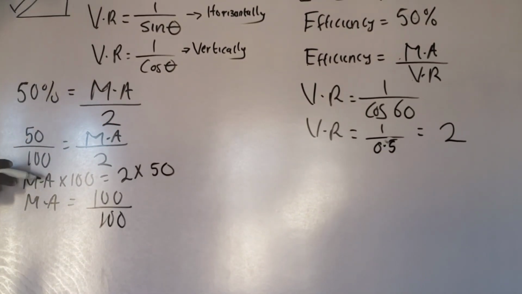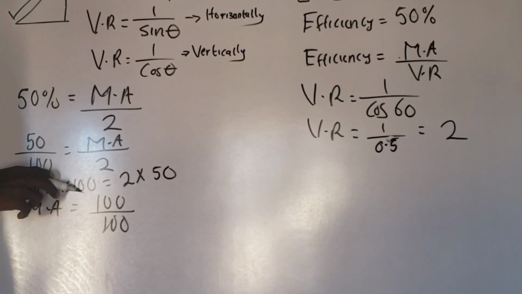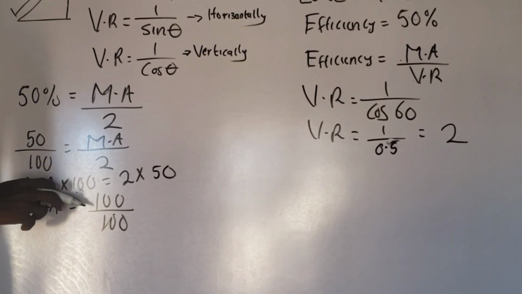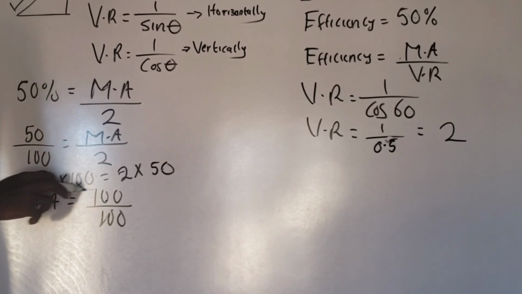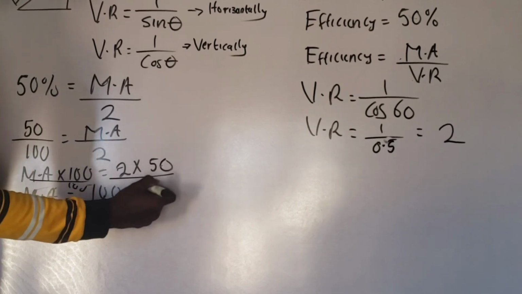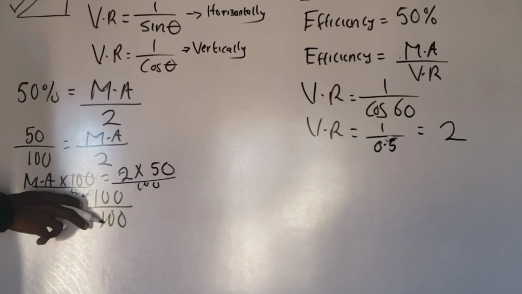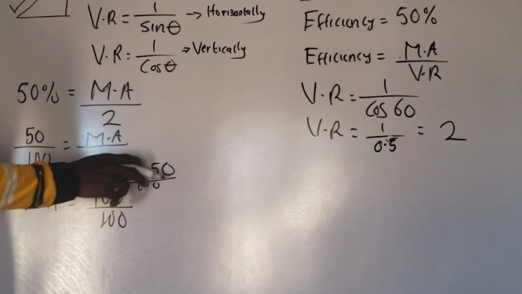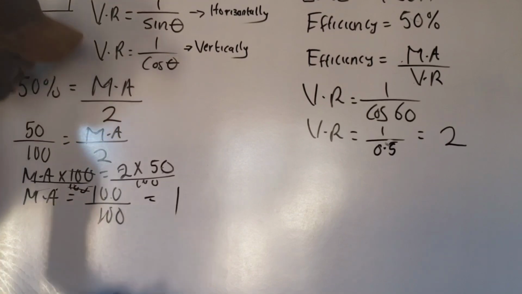You understand? Because mechanical advantage multiplied by 100, that is what? 100. I divide both sides by 100. 2 times 50 is what? 100. I divide both by 100. So this 100 will cancel this 100, and this also over 100. That's what I did. So I'm left with this. Okay. 2 times 50 is what? 100. Now, that means mechanical advantage is equal to 1.